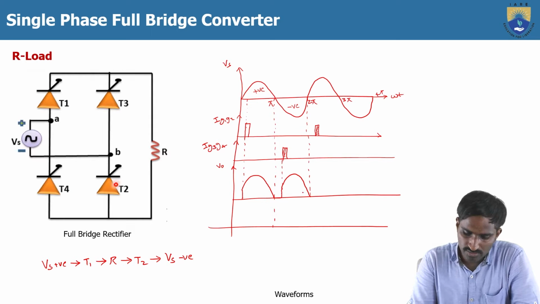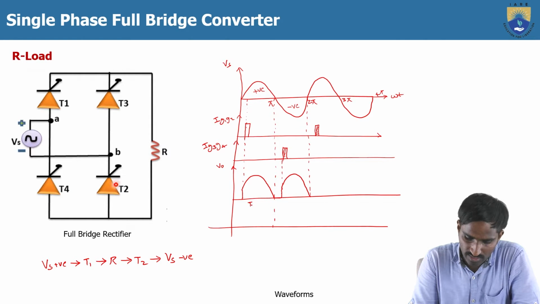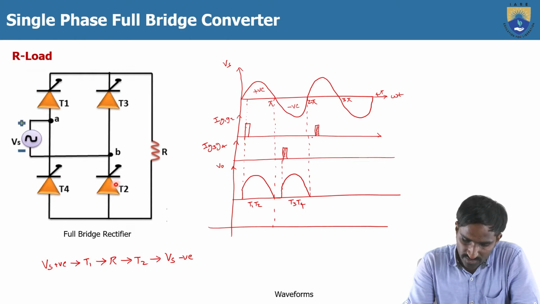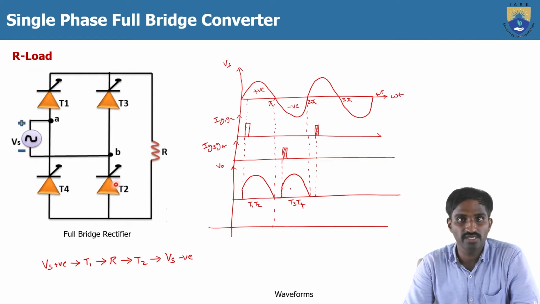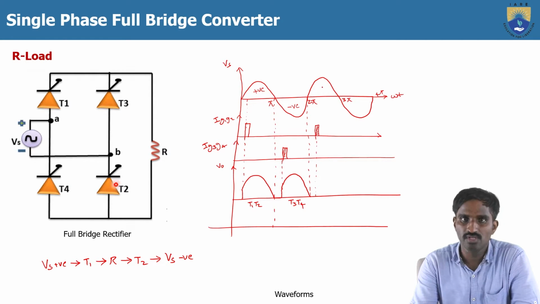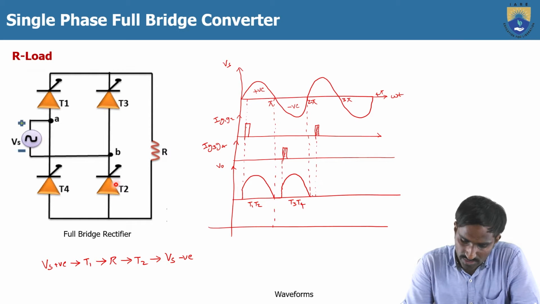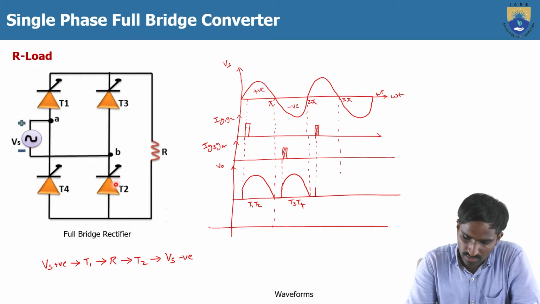So which means here T1 and T2 will conduct, and here T3 and T4 will conduct. And again after 2 pi plus alpha, we are giving the gate signal to the thyristors T1 and T2, because of the positive cycle, the forward biased voltage is applied across the T1 and T2. So that here again the T1 and T2 will get turned on, so that again the load current will flow in the same direction.